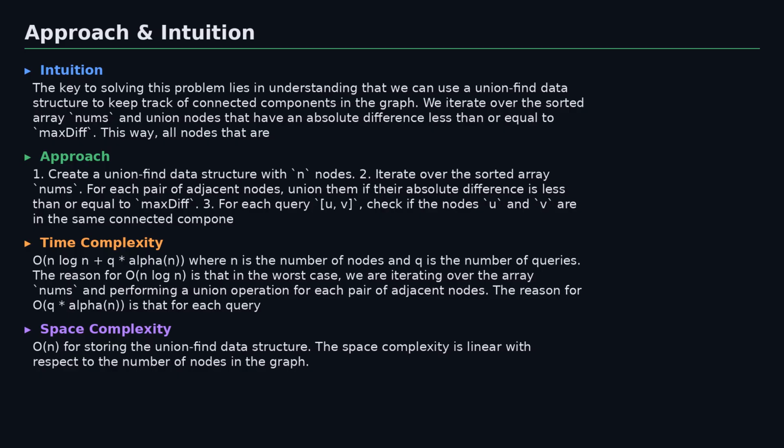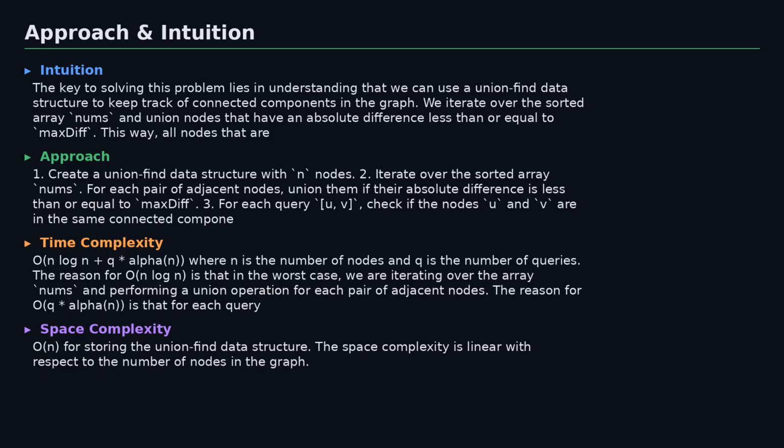Imagine you're at a party and you want to know whether two people are in the same group or not. You can just ask their friends. And if they're all connected, then they're in the same group. That's basically what the union-find data structure is doing here.